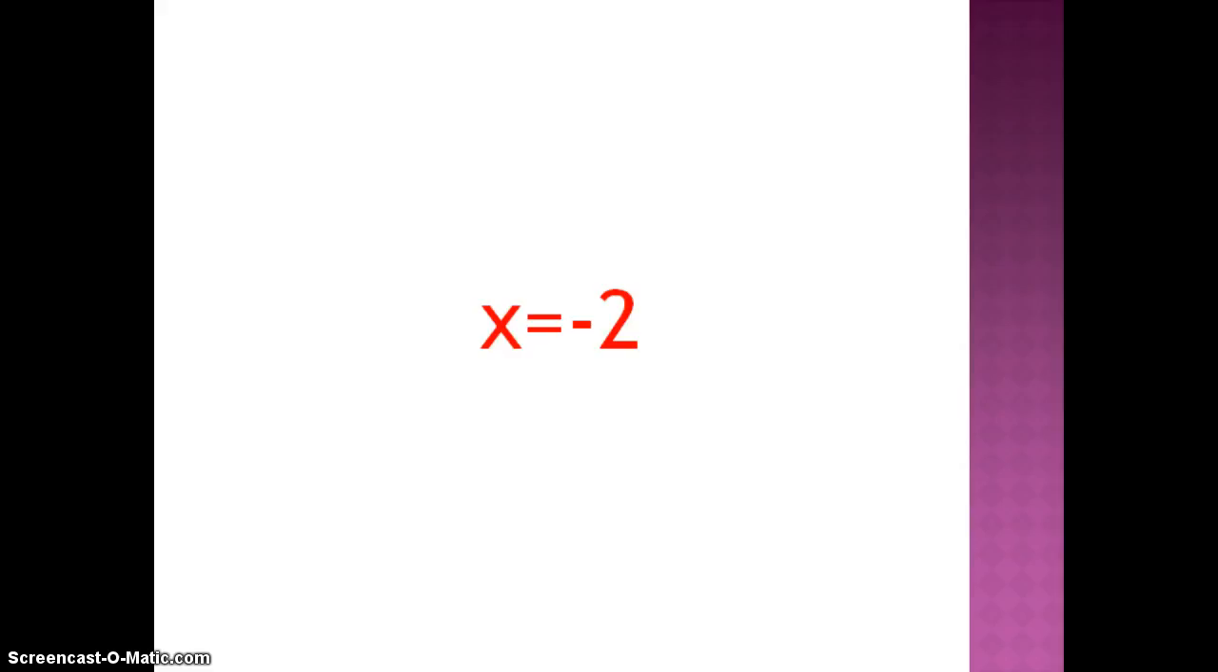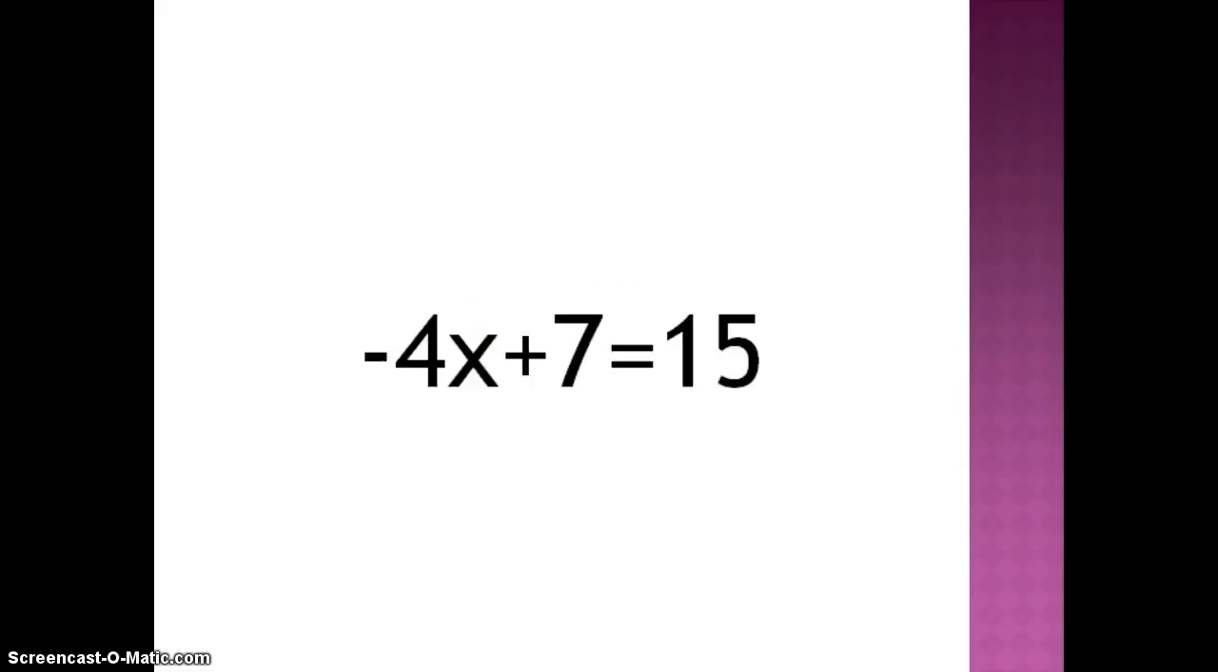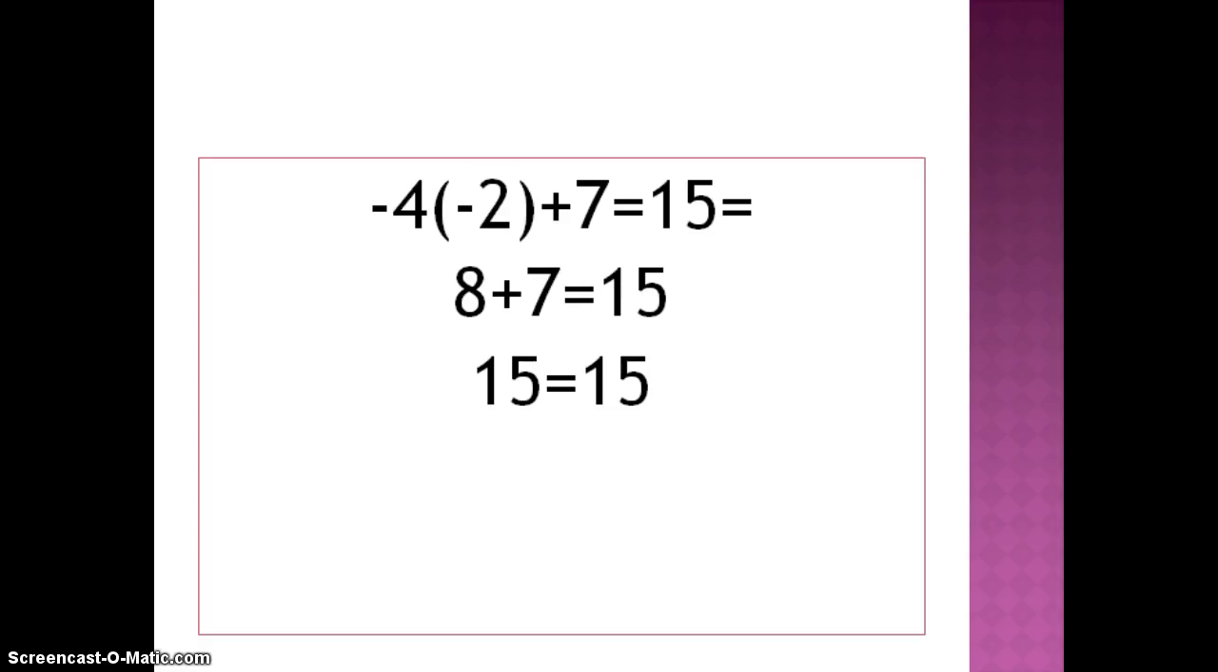So remember, our original equation was -4x plus 7 equals 15. We would then plug in -2 where the x is. And it would look like this: -4 multiplied by (-2), which is in parentheses, plus 7 equals 15.